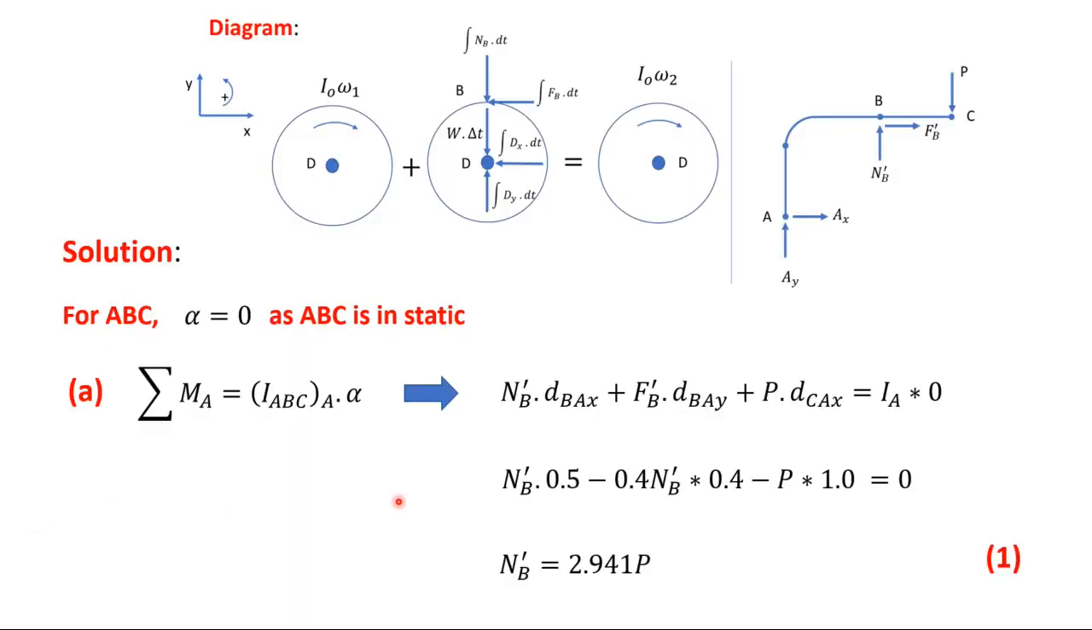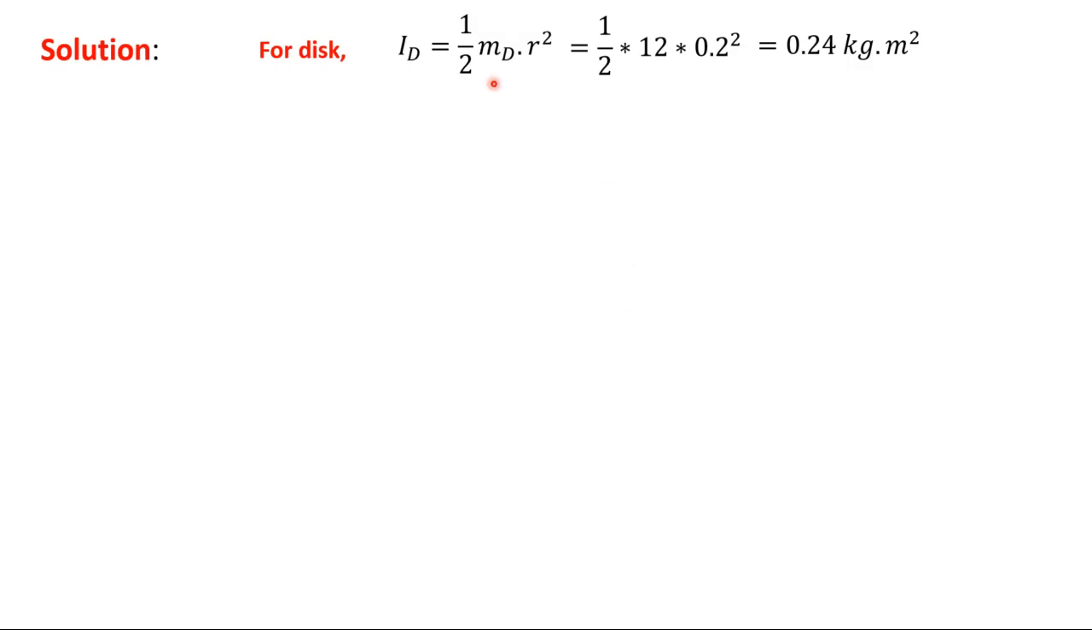Now we continue with the solution. That will be equation number 1, and I'm going to use it as I do the work for the disk. The first thing for the disk is that we know the diameter is equal to 0.2 meters, and we know the mass is 12, so we can calculate the ID value, which is equal to half of the mass multiplied by the radius squared. So the ID for the disk can now be calculated, and it's going to be 0.24 kilograms meter squared.